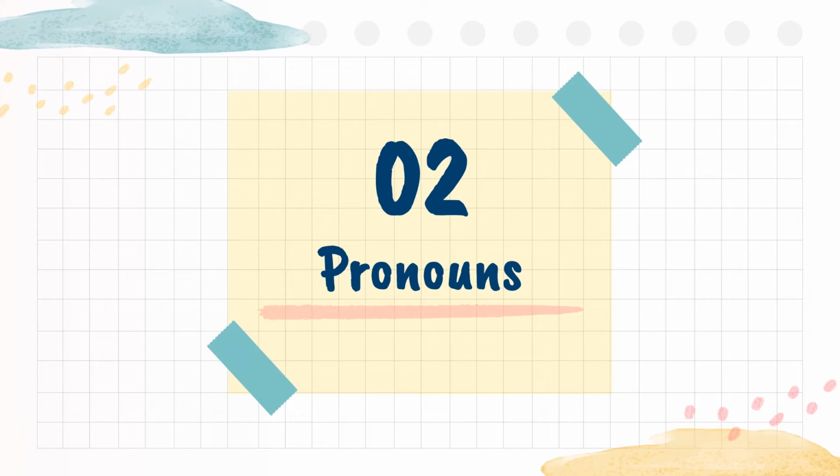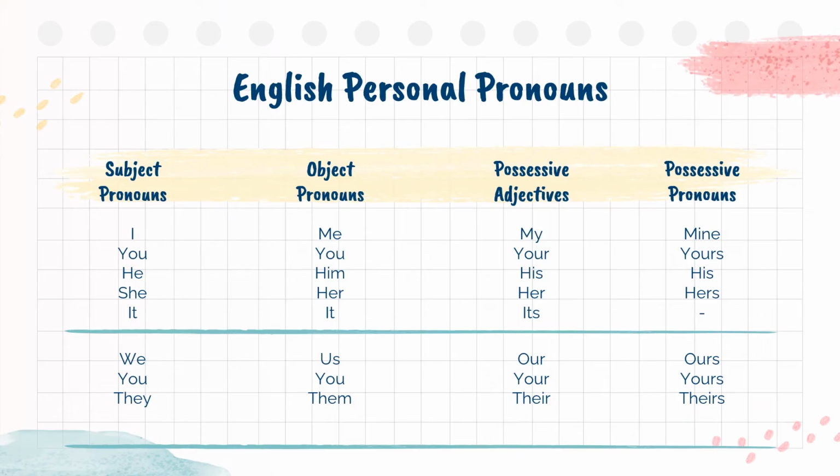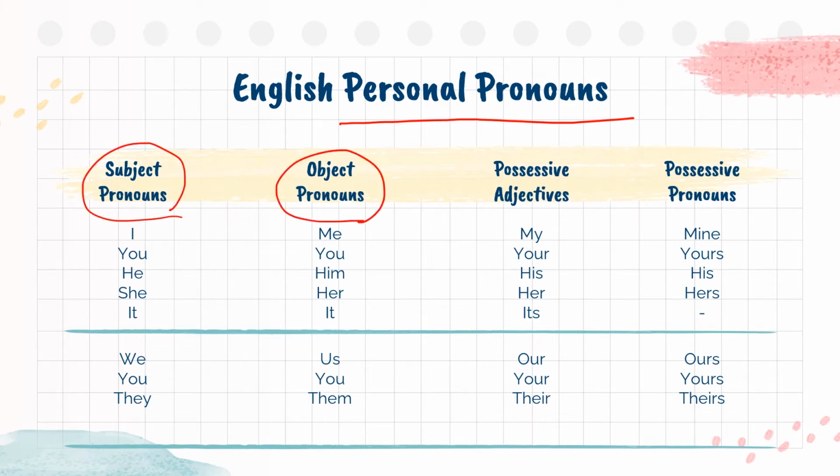Let's move on to pronouns. In English, there are lots of pronouns. Here's just an example of English personal pronouns. As you can see, there are subject pronouns, object pronouns, possessive pronouns. I'm sure you're familiar with this chart. So let's just check Korean personal pronouns.